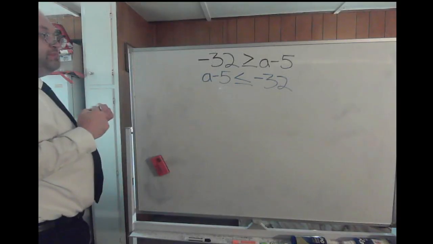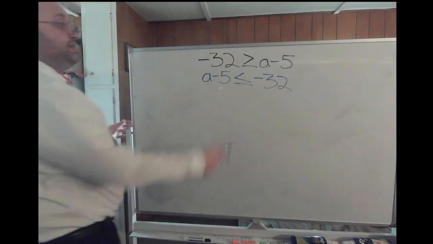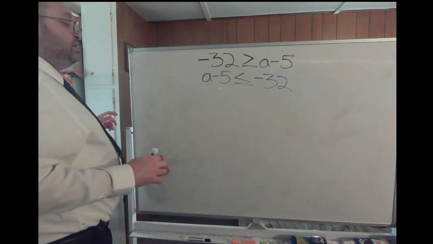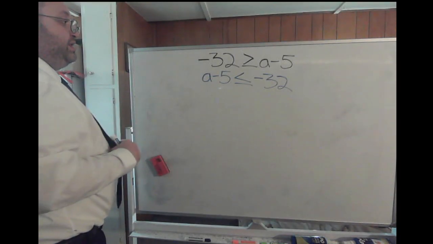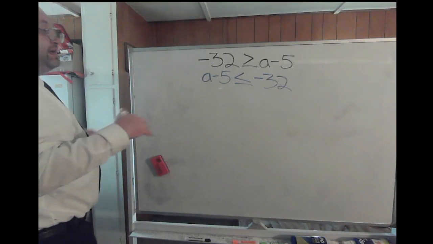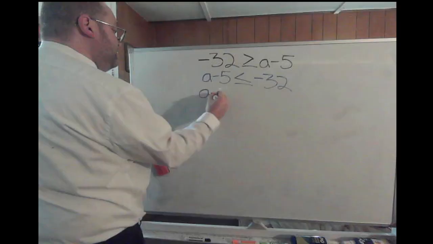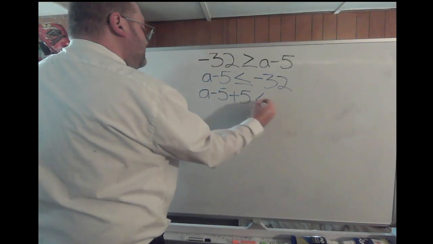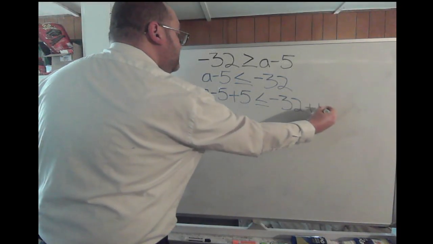And as I say, you think about this logically, if negative 32 is greater than or equal to a minus 5, that means a minus 5 has to be less than or equal to negative 32. So now we got this in a format we can work with here for the inequality problem. Well, we have a minus 5. We want to get a just by itself. We have minus 5. We need to do plus 5.